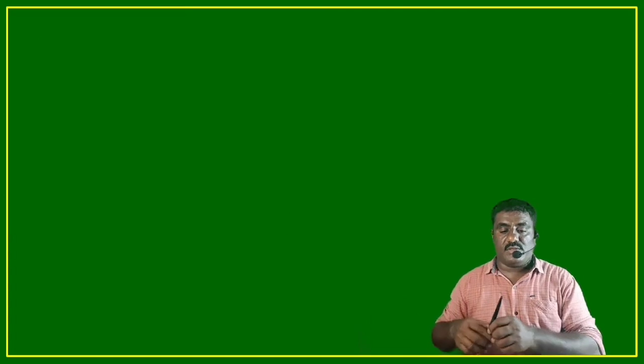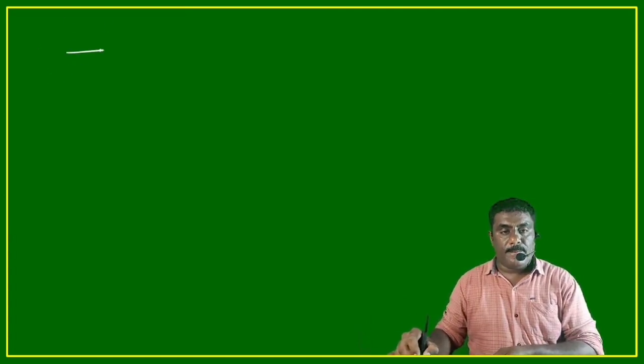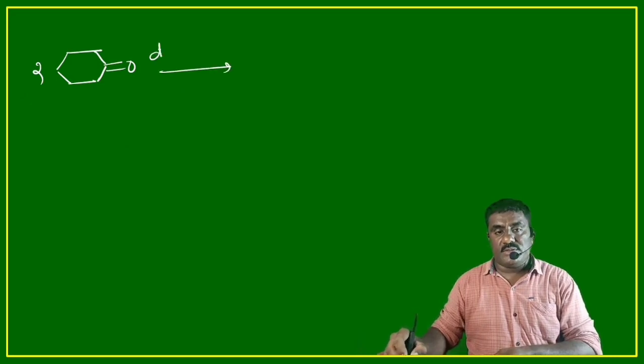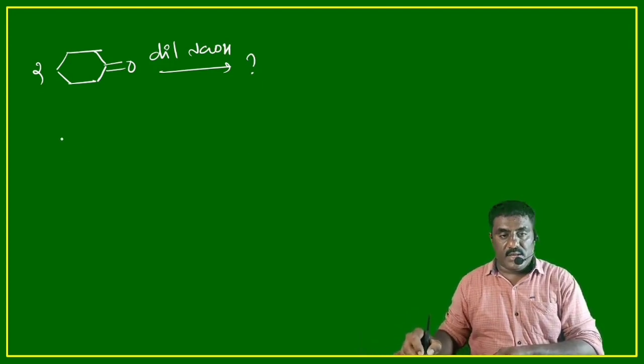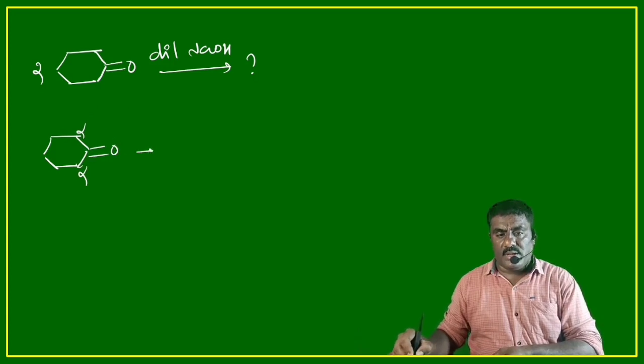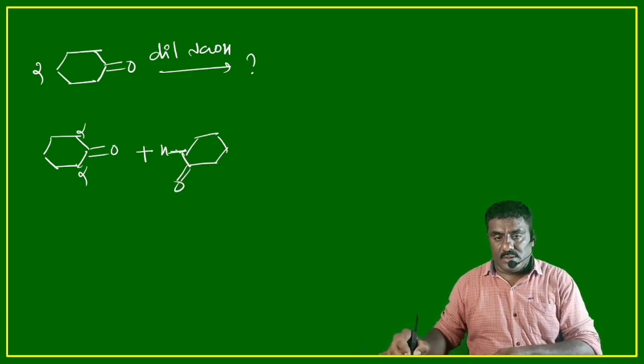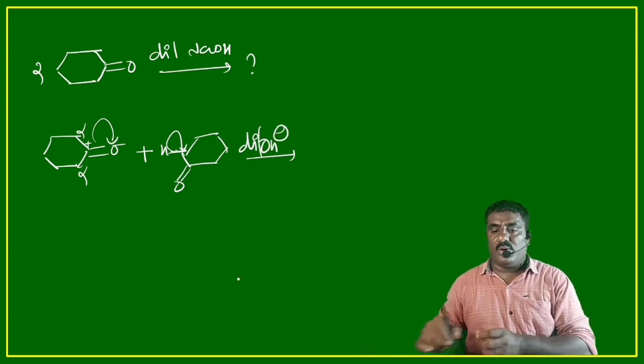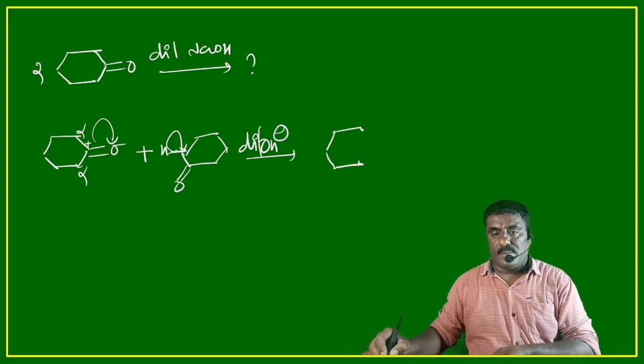One more example. Have a look at this example: cyclopentanone in the presence of dilute sodium hydroxide. What is the product? Let's take cyclopentanone. It has alpha hydrogens. Again, we can write another mole of ketone like this. Eliminate the alpha hydrogen. The pi bond can shift, positive and negative charge, in the presence of dilute base. What happened? Look at this.